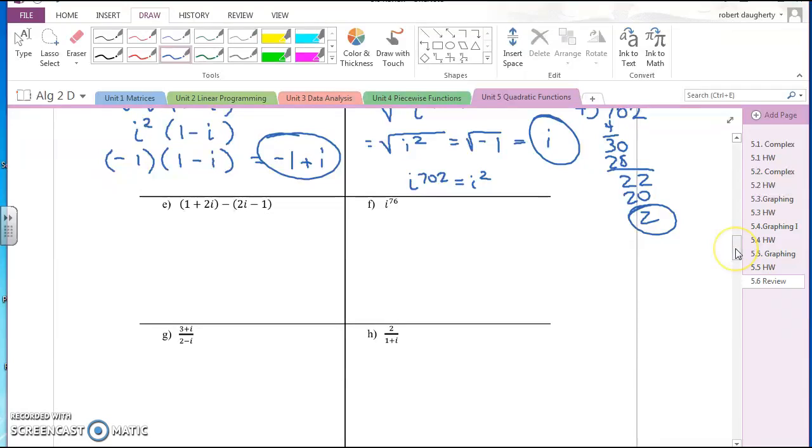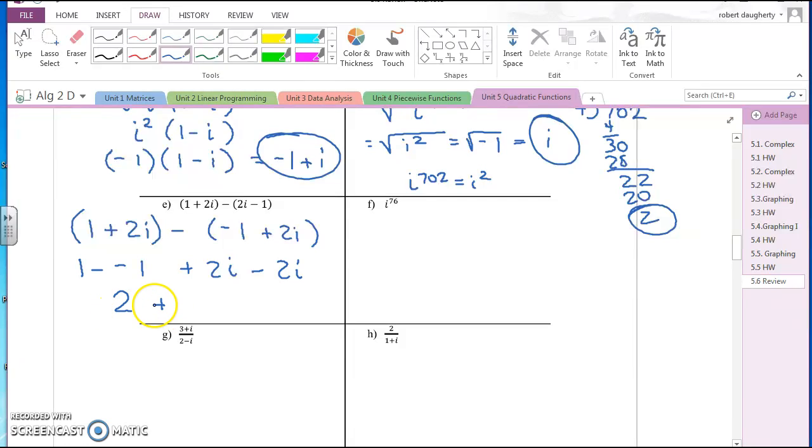On to the next one. This is a subtraction. So you've got 1 plus 2i minus, and this is just negative 1 plus 2i. Okay? So I'm going to have 1 minus negative 1, and then I'm going to have plus 2i minus 2i. So 1 minus negative 1 is 2, plus 0. This answer is just simply 2.